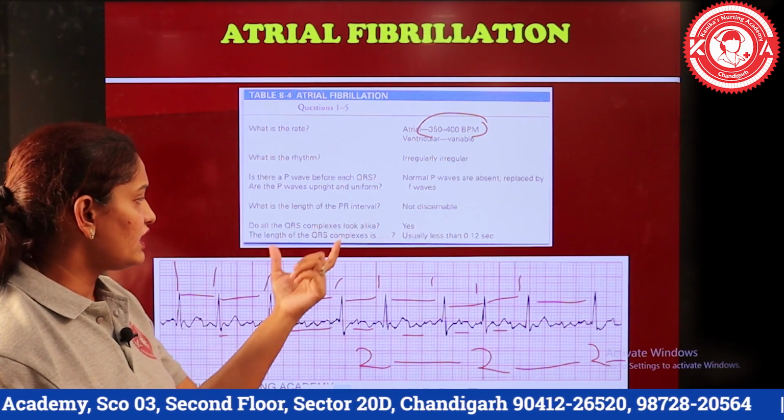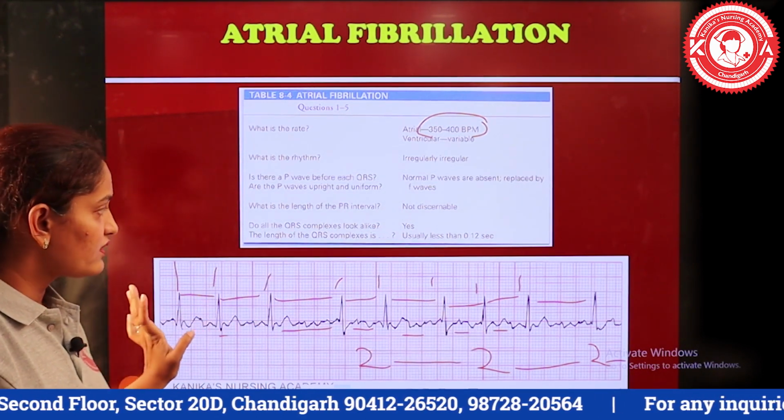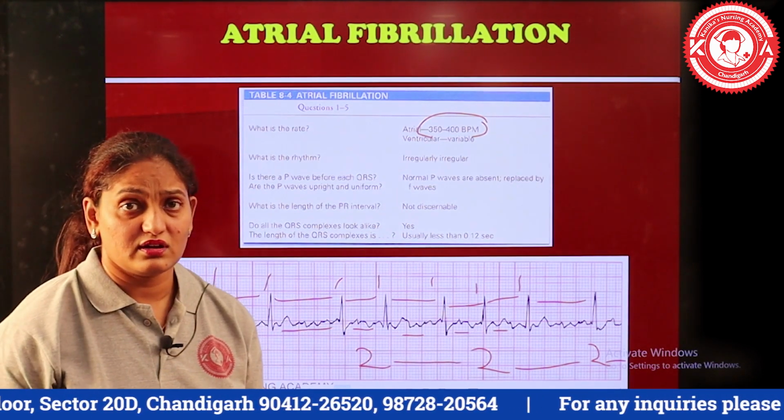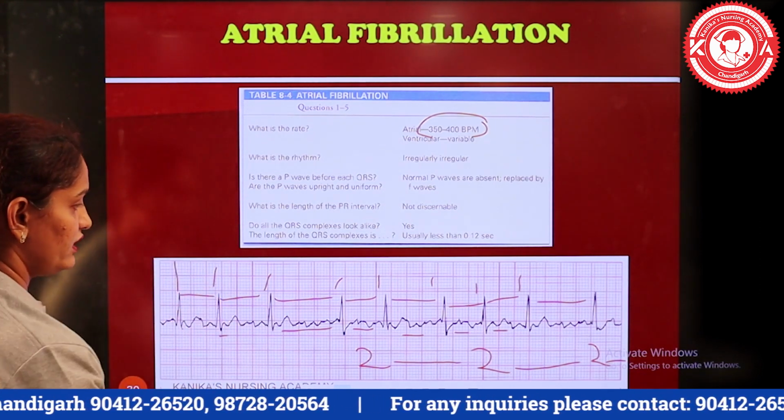Then PR interval, here again we cannot measure the PR interval. QRS complexes are all looking the same. QRS complexes range, or the time duration, is less than 0.12 seconds.